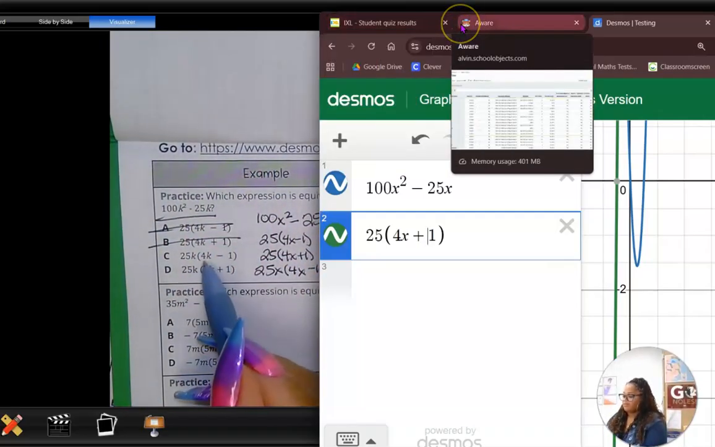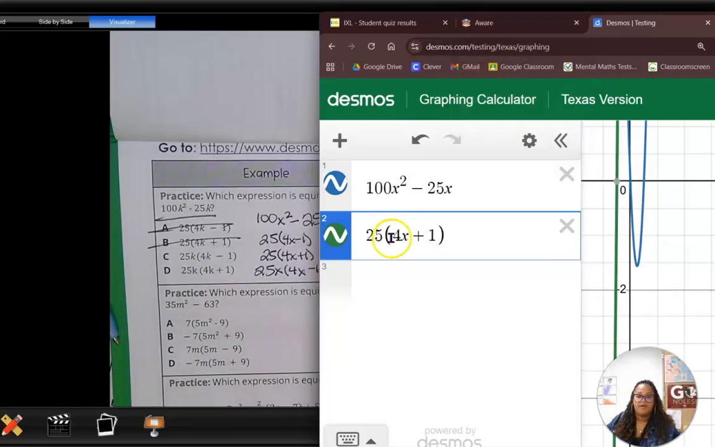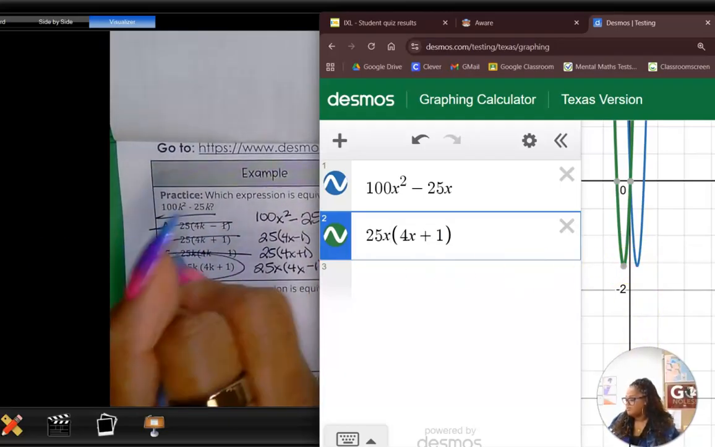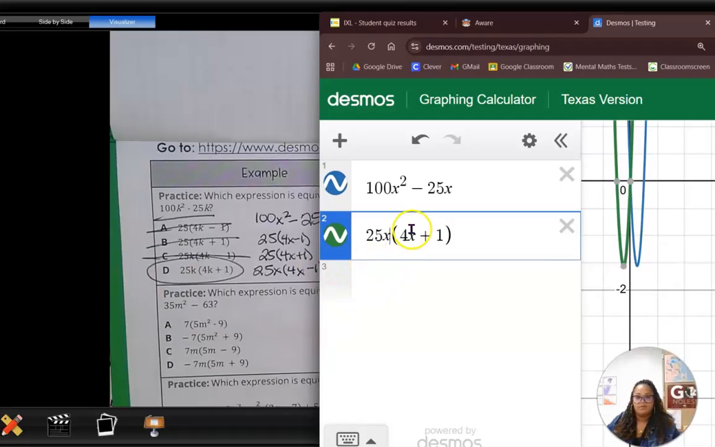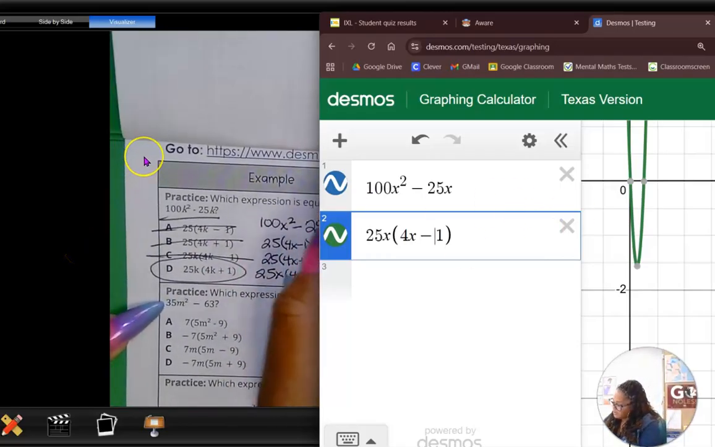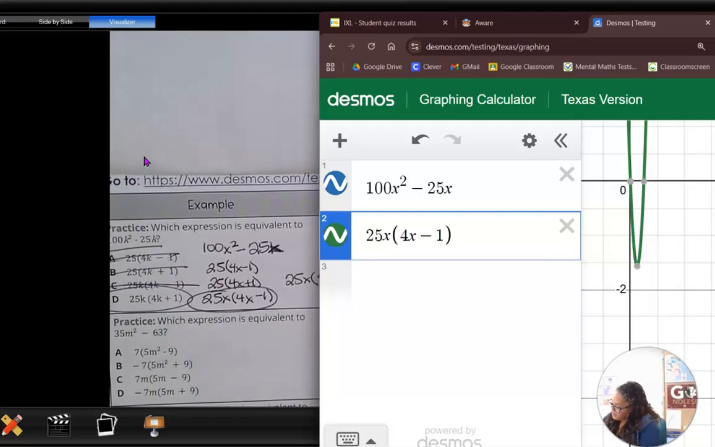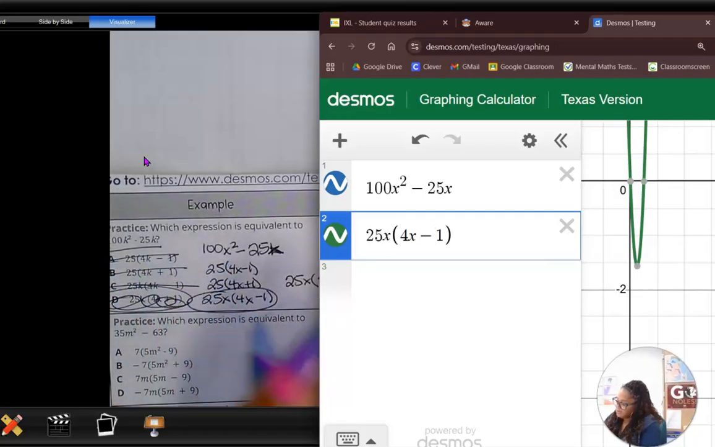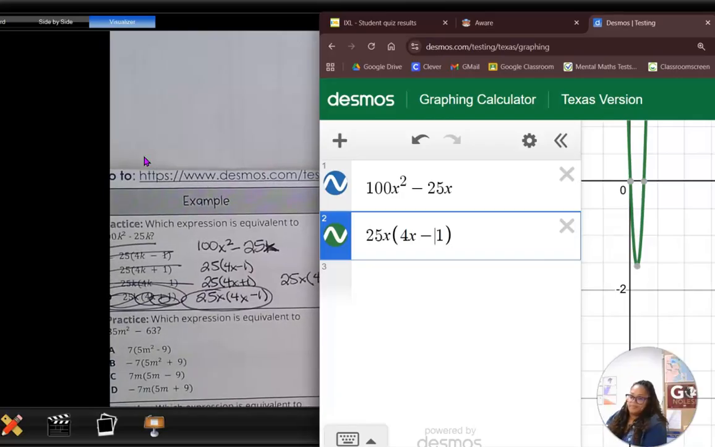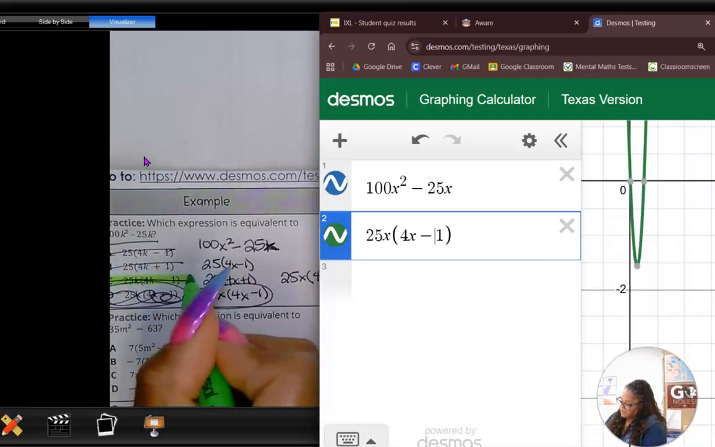Wrong, wrong. 25x times (4x plus 1), that's also a no. So then it has to be this one. Oh wait, the plus 1 was a no. It should have been minus 1. Minus 1 is correct. So the minus 1 was correct: 25k times (4k minus 1). I crossed out the wrong one. It should have been C.